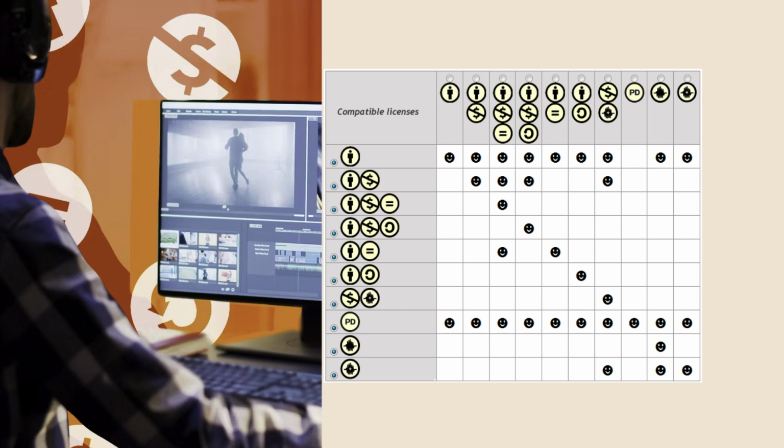For the left side of this table, all the licensing are here, and on the right side at the top, the same licensing is there. For example, CC BY: if the content is declared as CC BY, it can be modified and used under CC BY NC, CC BY ND, CC BY SA, and so on and so forth.